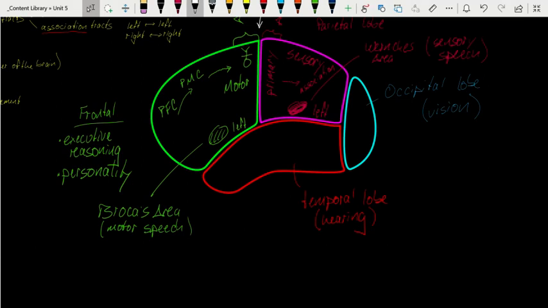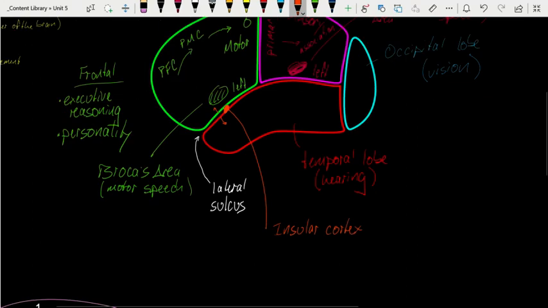Last but not least, let's label that fissure right there, not a fissure, what we call the lateral sulcus. If I was to take an instrument that could go in and pry these two layers apart, then what I would see right here would be the insular cortex, or commonly called the insula, and this is my primary gustation area, or taste.